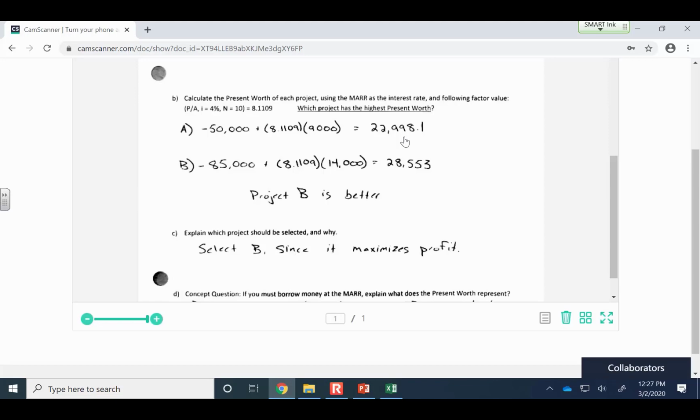But project B gives us a higher overall profit rate. Even though it has an initial higher cost, you're also getting additional revenue each year. And so the sum of the present worths for option B is 28,553. And so of those two options, do you want to have 23,000 or do you want to have 28,000? Either one's great, but option B gives you more profit. And so the better of these options, if it's a mutually exclusive alternative, meaning that you have to pick one and you can only pick one, you can't do all the projects that are good, you just choose the best one, option B is better.